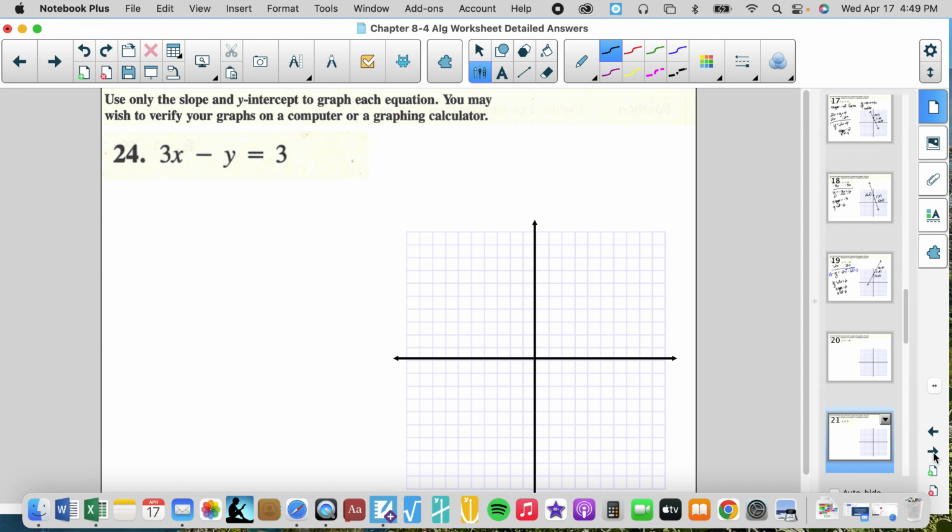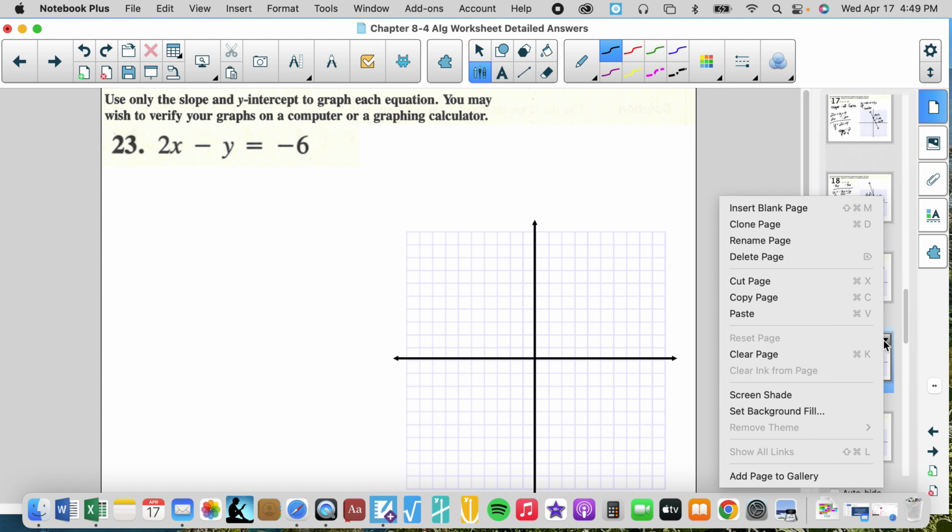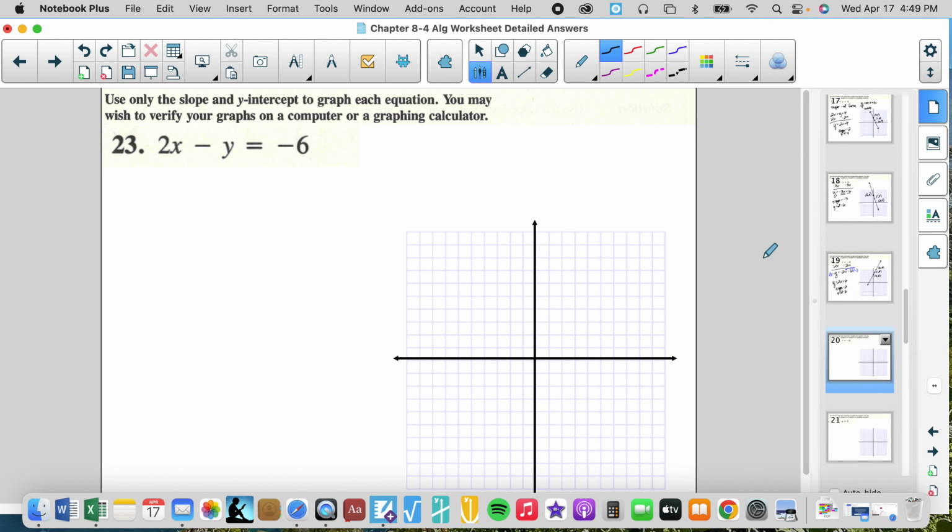I did 23 twice. I knew it was coming. I knew I made a mistake when I was doing that delete. We don't have to do 23 twice. All right, here we go.